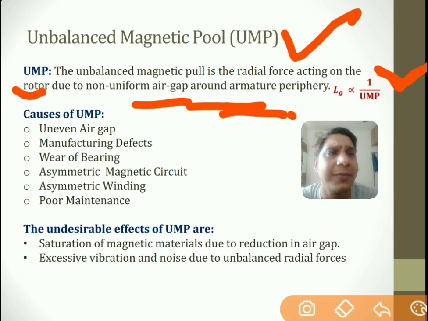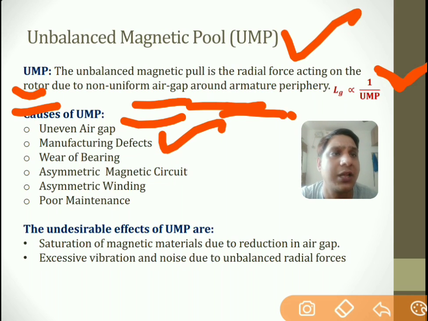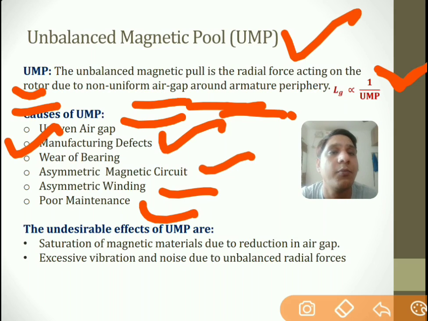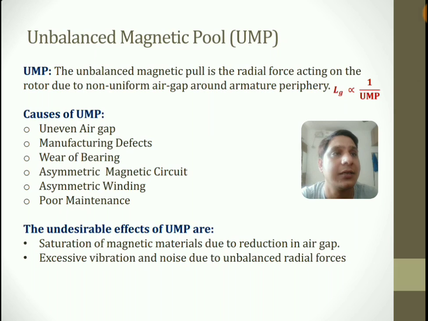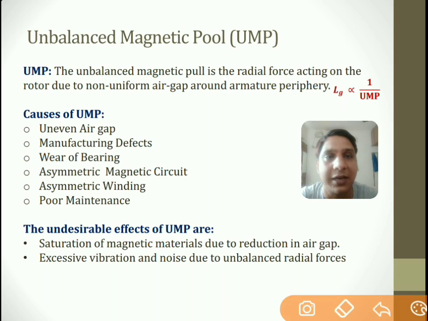You need to understand this. What are the causes, or why is unbalanced magnetic pull created in an induction motor? That is created due to the causes of UMP: uneven air gap. Whenever the air gap is uneven, due to some manufacturing defects in the motor, the air gap is not the same between the stator and rotor. Wear of bearing if it occurs, asymmetric magnetic circuit, asymmetric winding, or poor maintenance. Due to all these things, there are chances that unbalanced magnetic pull will occur in the motor. So to avoid unbalanced magnetic pull, these are the factors that are to be addressed. Or in other words, these are the causes for unbalanced magnetic pull.